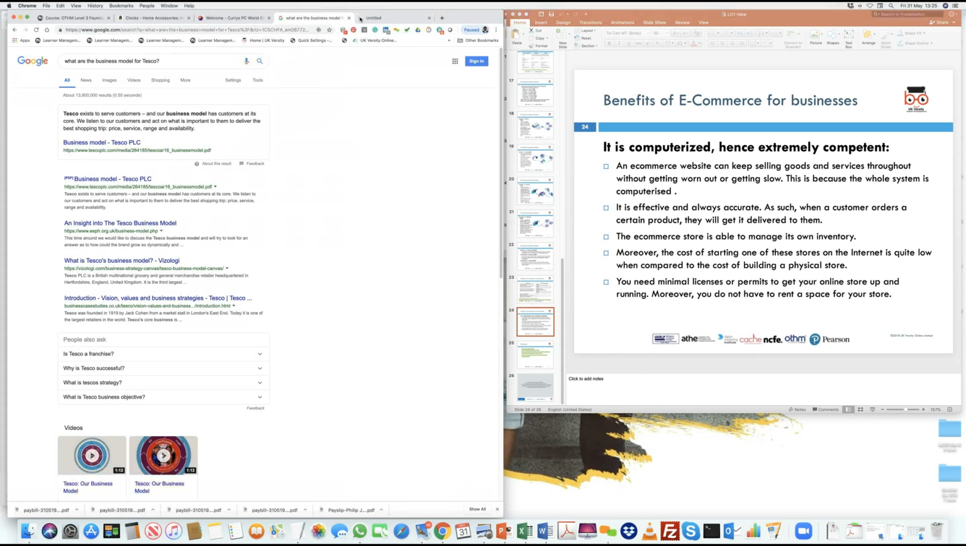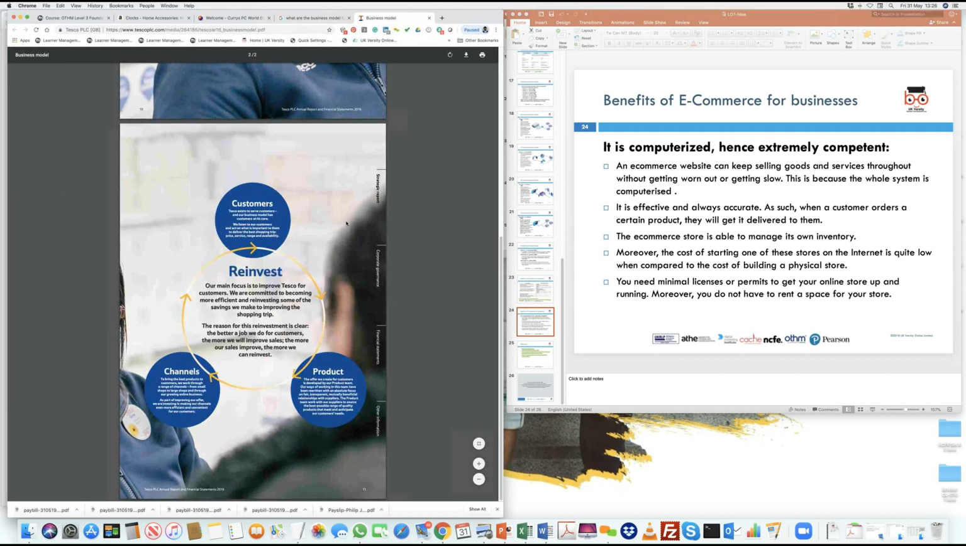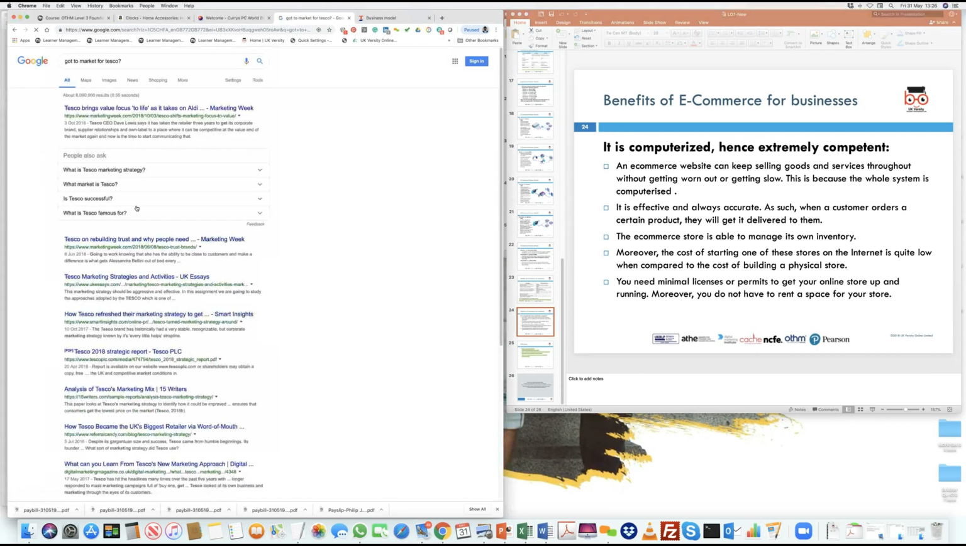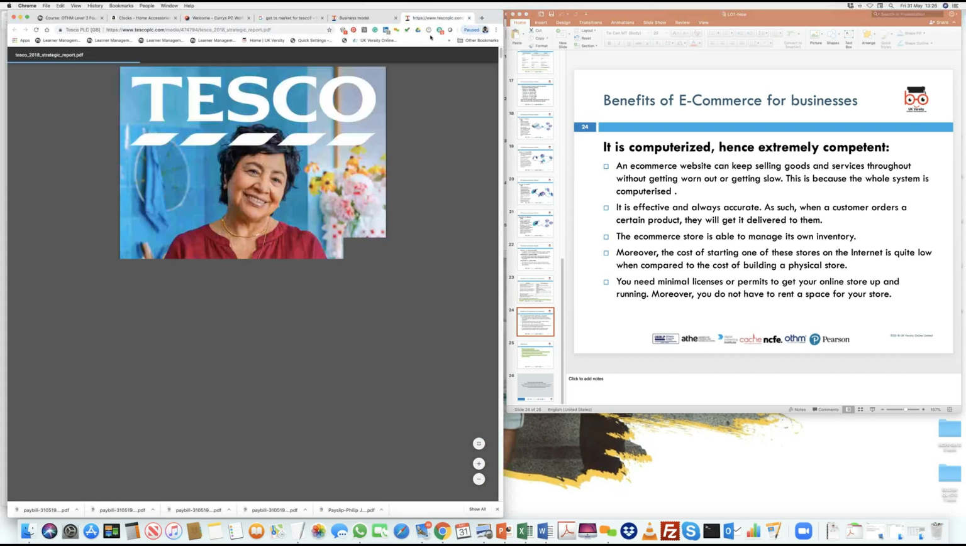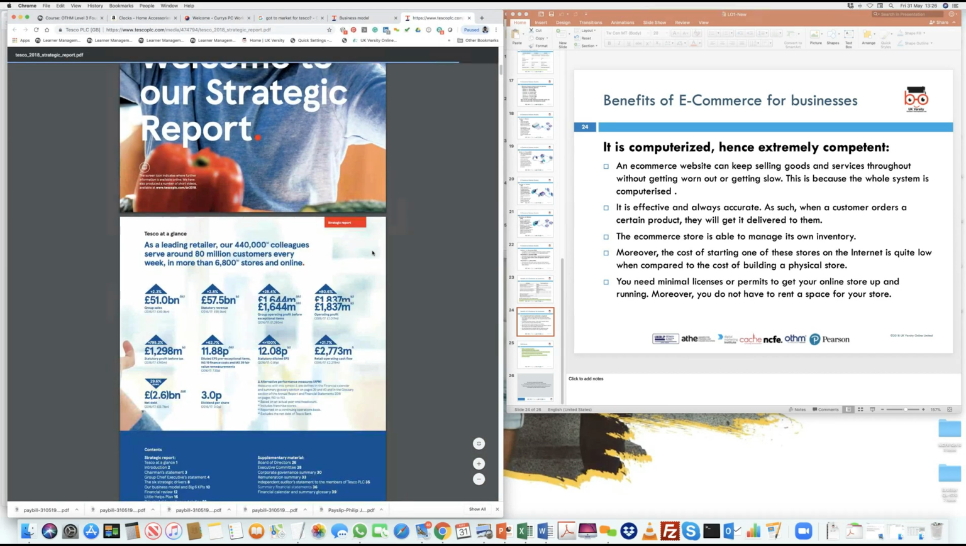Now, if you see the business models, what we want to see is when they publish an annual report, what they will do in that report is they will talk about their go to market, go to market for Tesco. So in go to market for Tesco, what they're going to talk about is things like how they sell their products and services internationally or in the countries they are.